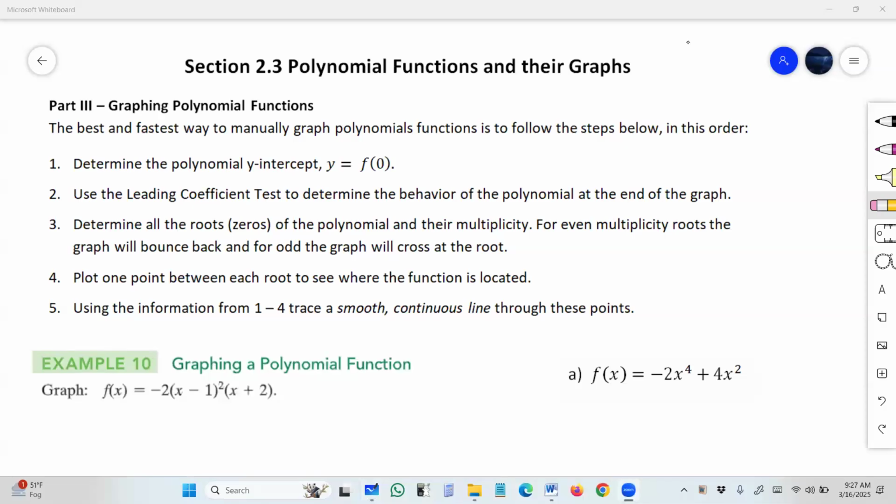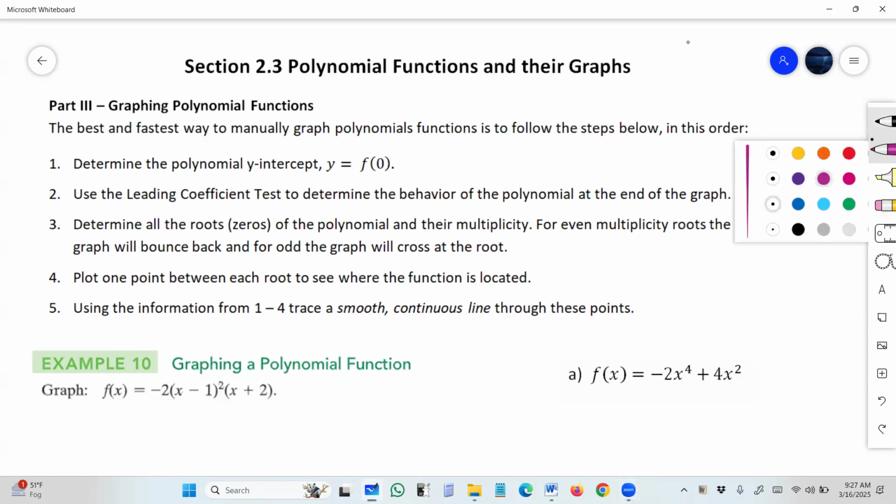Hi, hello everybody. So this is the video dealing with section 2.3, polynomial functions and their graphs. And this is the third part of this section, graphing polynomial functions. So this is actually where we're going to sketch the graph using all that we have learned in parts 1 and 2. We're going to do this using these 4 steps that I have over here.